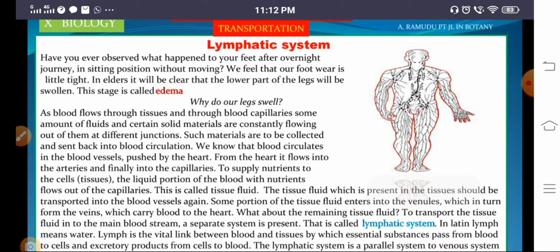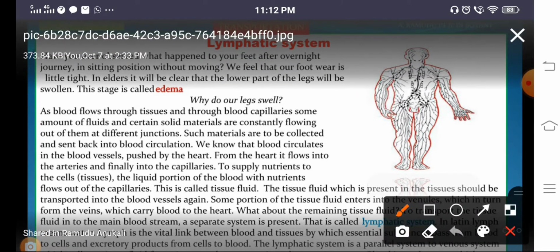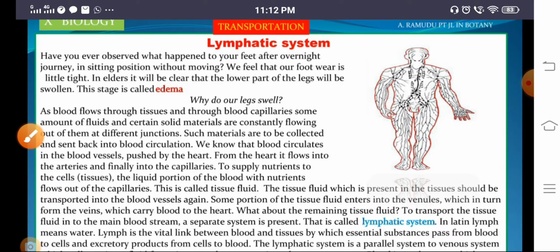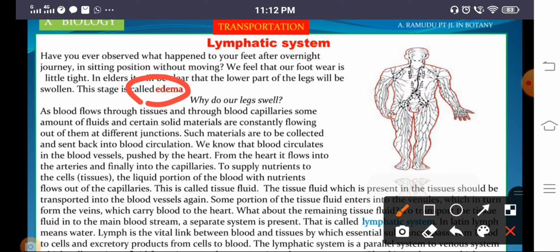This swelling of legs when we sit for a prolonged time, by accumulation of tissue fluid, is called edema. It is very important at examination level. Edema means swelling of legs due to accumulation of lymph in the tissues and vessels. So there is a question: why do our legs swell? Due to accumulation of body fluids.